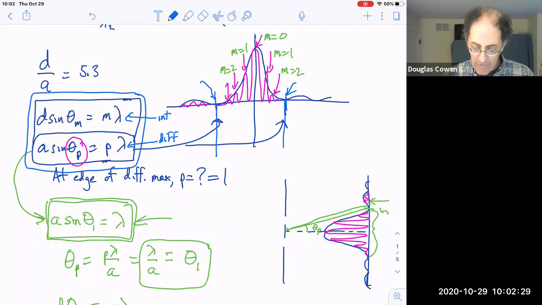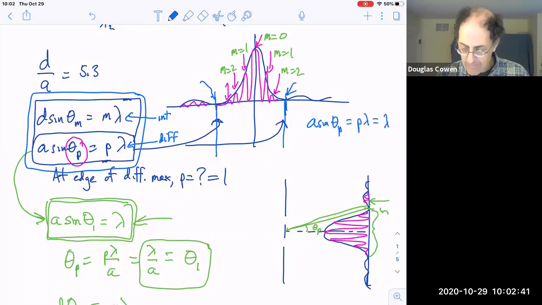And that can be found by setting, in this expression, a sin theta_p equals p lambda, with p equal to 1. Okay, so we know that theta_p in the small angle approximation will be equal to lambda over a.